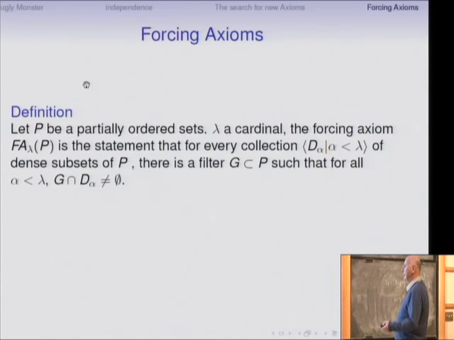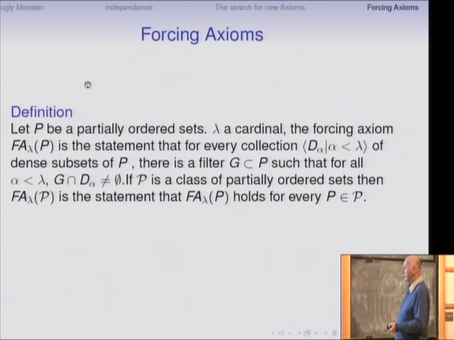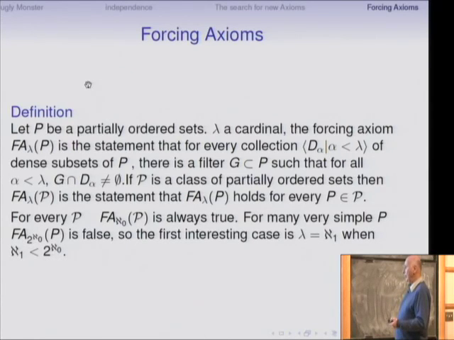Okay, so partially ordered set, a forcing axiom. You go to a partially ordered set, you've got a fixed cardinal lambda. The forcing axiom for lambda for the partially ordered set P is the statement that whenever you've got lambda many dense subsets of P, then you can find a filter that meets them. You can meet lambda many things. Trivially, by exactly what you said, I'm sorry, I don't know your name. Russell. Russell said that if lambda is countable, then it's trivial to satisfy. The forcing axiom is true for every P, for lambda countable. If P ranges over a class of partially ordered sets, then it's a statement for everything in the class. For every P, the forcing axiom for aleph zero is always true.